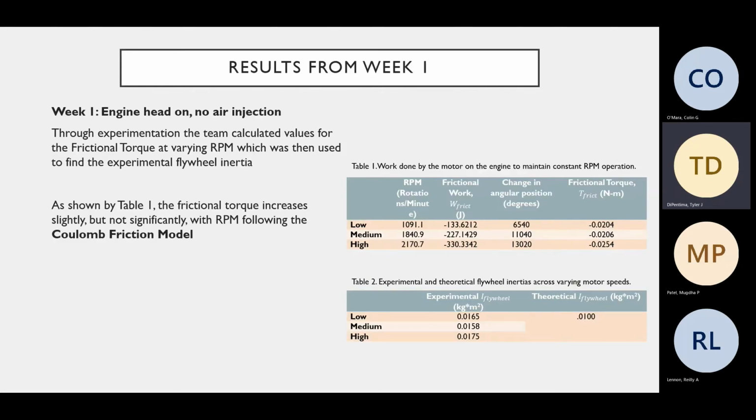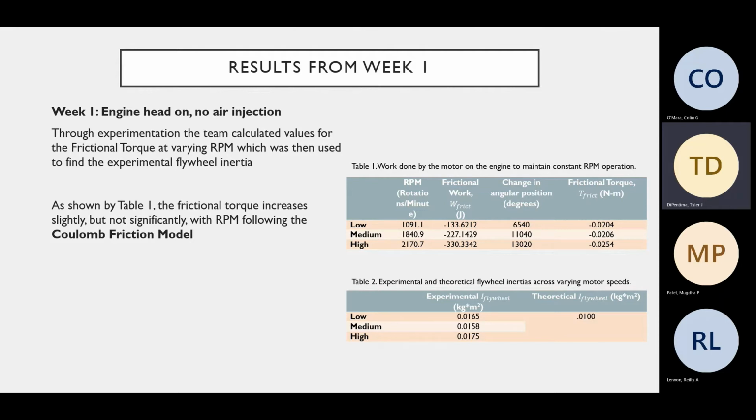And now with the values for both work terms and the flywheel inertia, the work energy balance for the headless engine is now fully defined. It can be seen here that the frictional torque values followed the Coulomb friction model, as there was a slight increase due to RPM, but this was not significant enough to represent a Newtonian model.